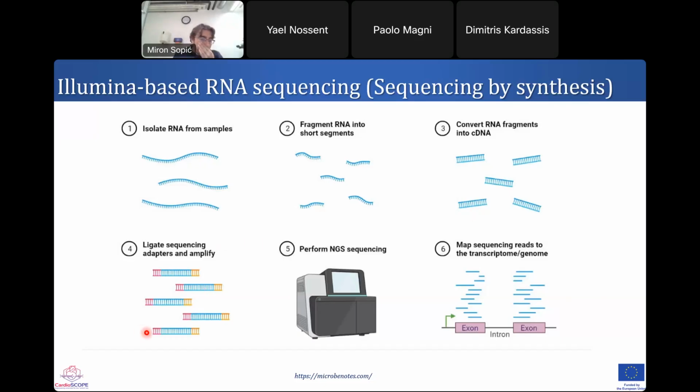One additional step is needed. It's basically ligation of specific adapters, and I will show you why this is important to have specific adapters. In this step, you can also do multiplexing.